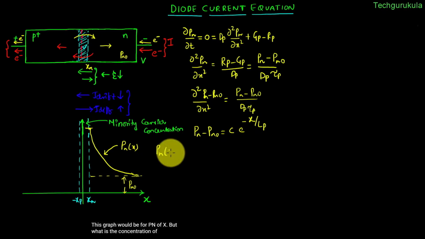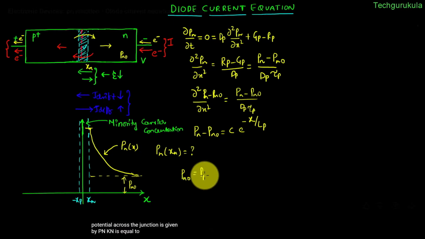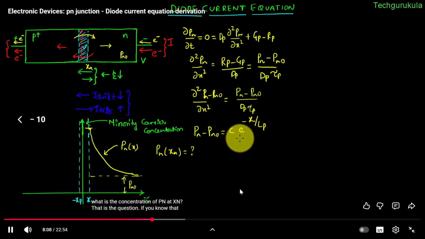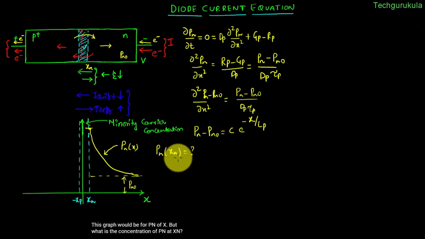But what is the concentration of Pn at xn? That is the question. If you know that, then we can find what is C.